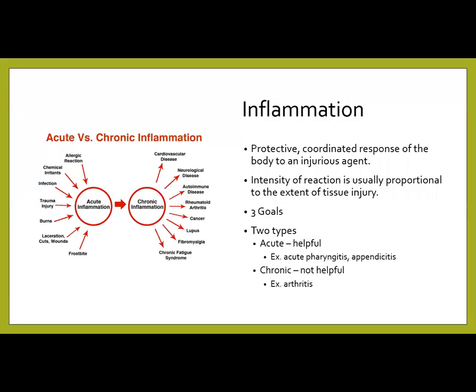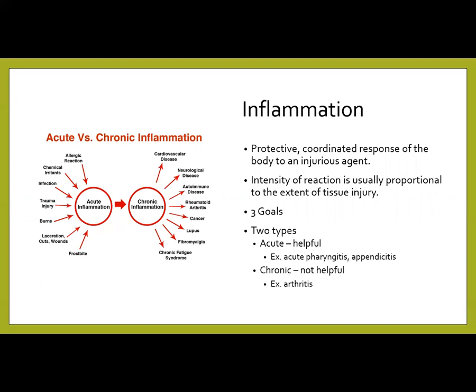So inflammation is basically this protective, coordinated response of the body to any injury or any sort of agent that comes and attacks it. The intensity of this reaction is usually proportional to the extent of tissue injury. So the bigger the injury to the tissue, the bigger the response, and vice versa. The smaller the injury, the smaller the response. There are three basic goals, which are to neutralize and destroy harmful agents, to limit their spread, and to prepare the damaged tissues for fixing themselves.